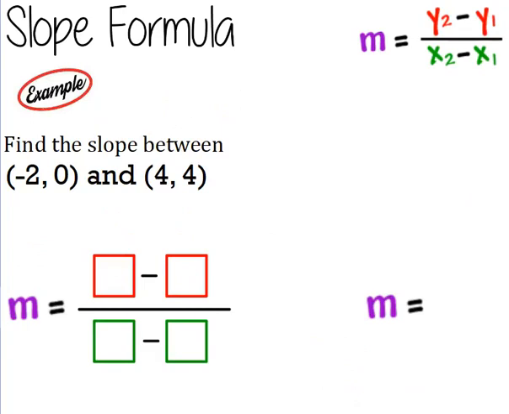Let's look at an example. We have to find the slope between the points (-2, 0) and (4, 4). So remember your slope formula, y2 minus y1 over x2 minus x1. I'm going to start by remembering that this is my first ordered pair, so this is (x1, y1). And this is the second ordered pair, so this is (x2, y2).